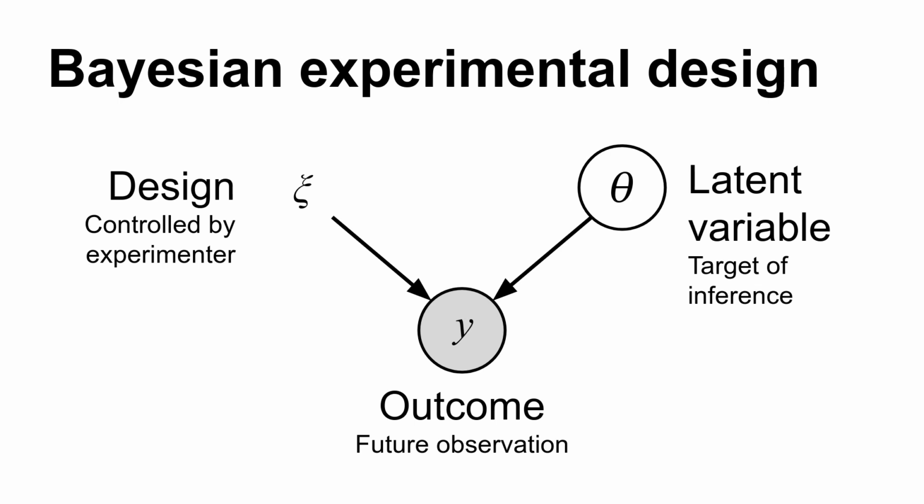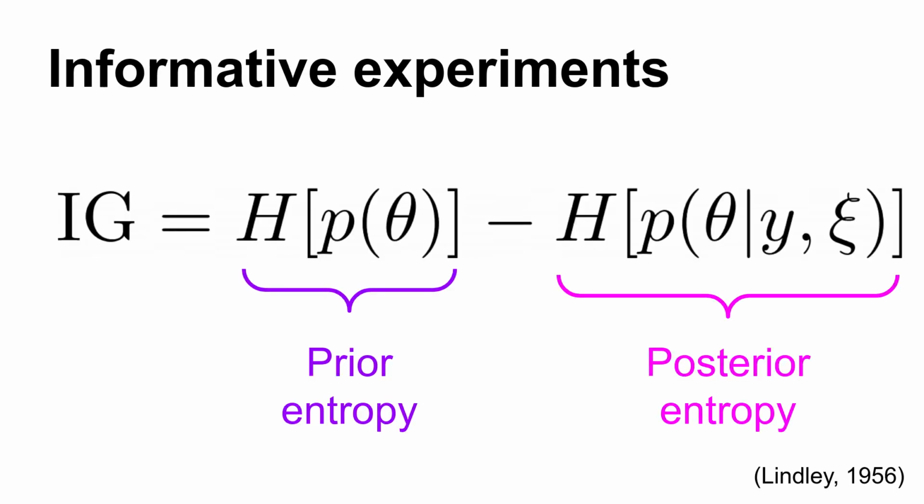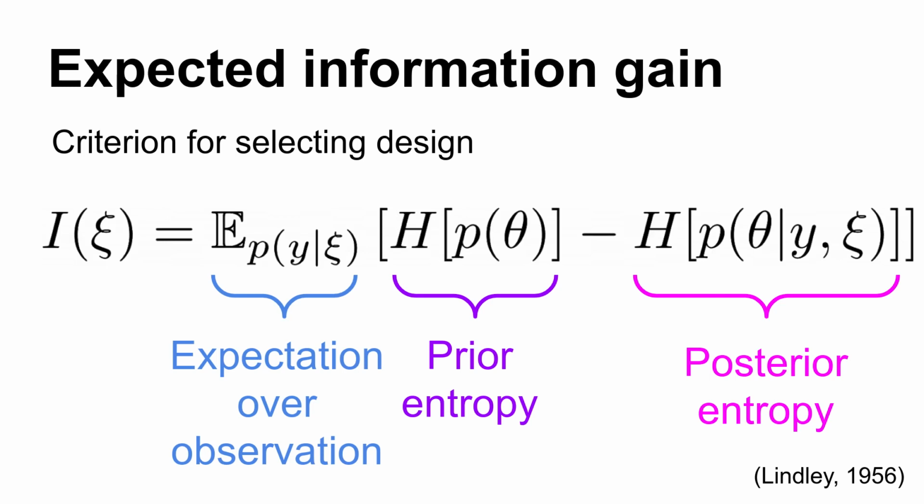To measure the quality of an experiment, we adopt information gain. This is a common measure. It goes back to Lindley's seminal paper, 1956, and it's the reduction in entropy from the prior to the posterior. And since entropy is a measure of uncertainty, if the information gain is large, it means we've become much more certain about the value of this unknown latent variable theta.